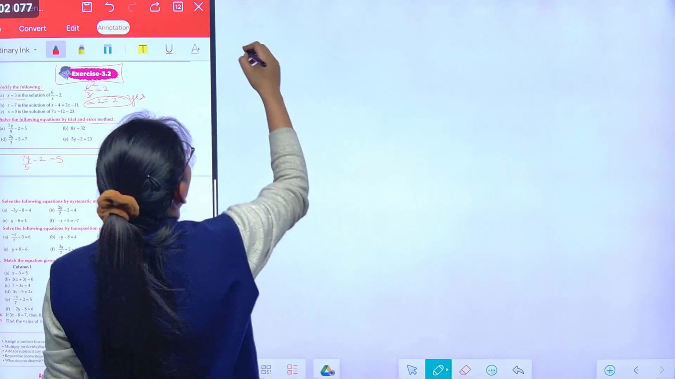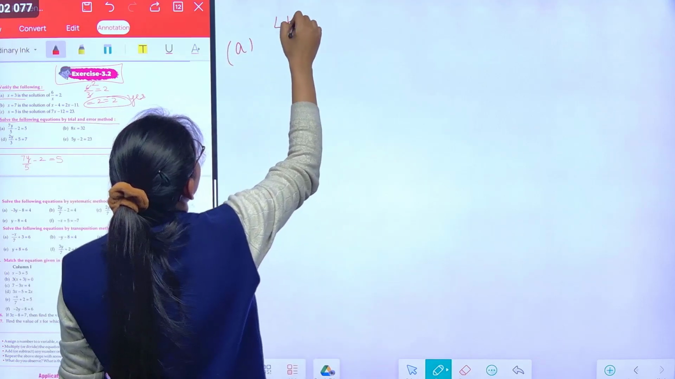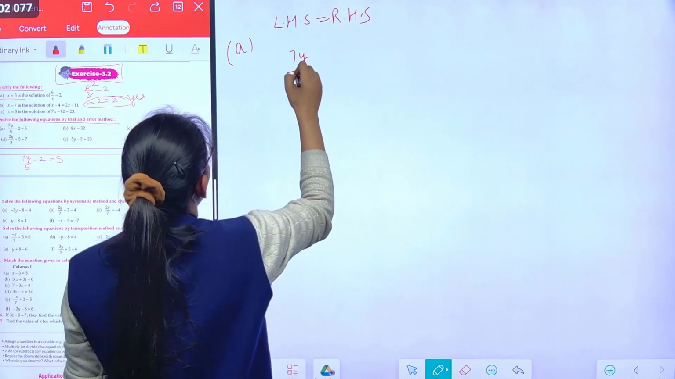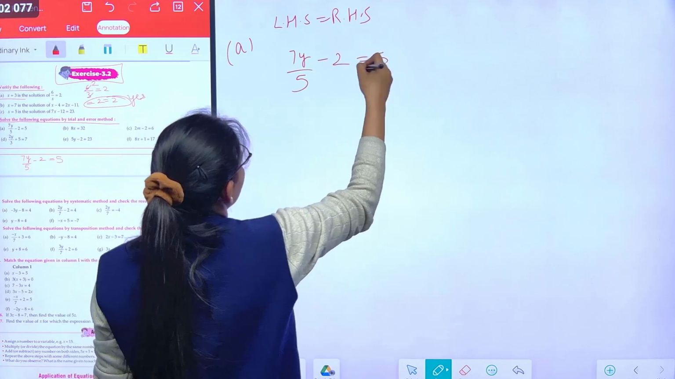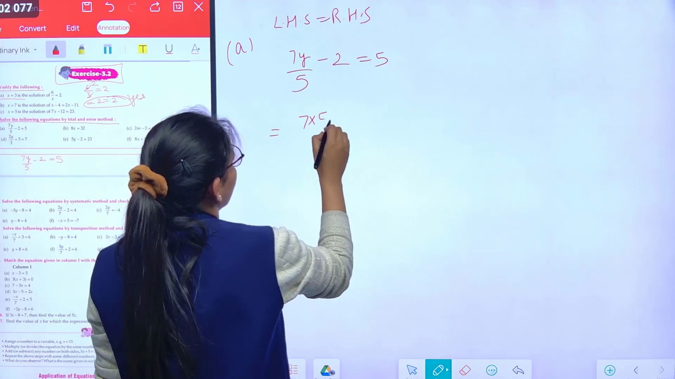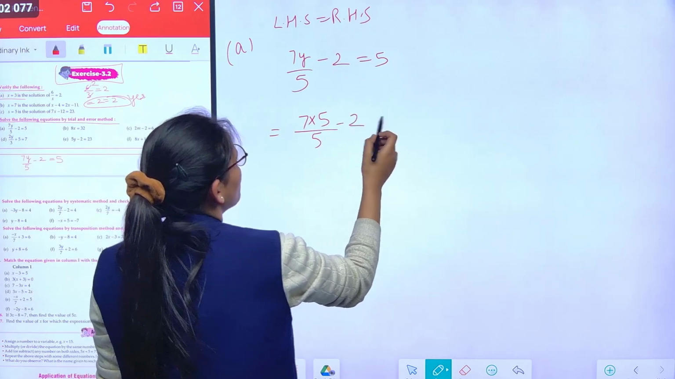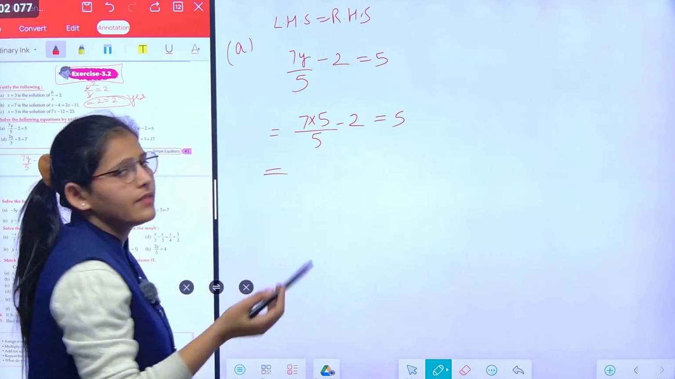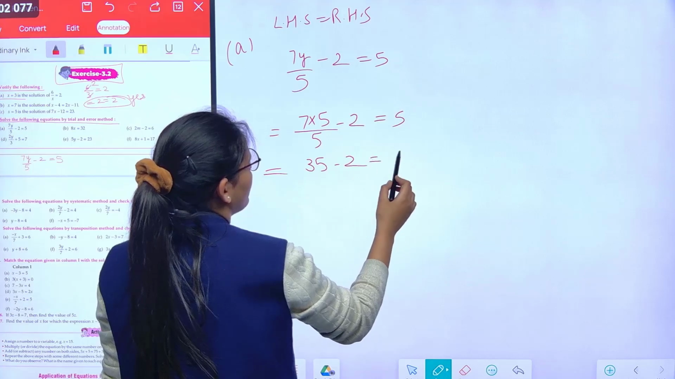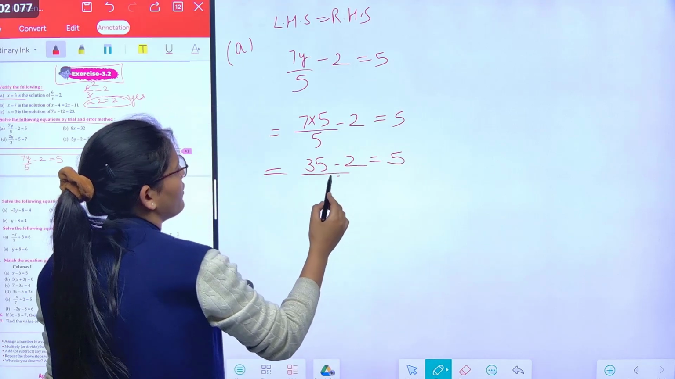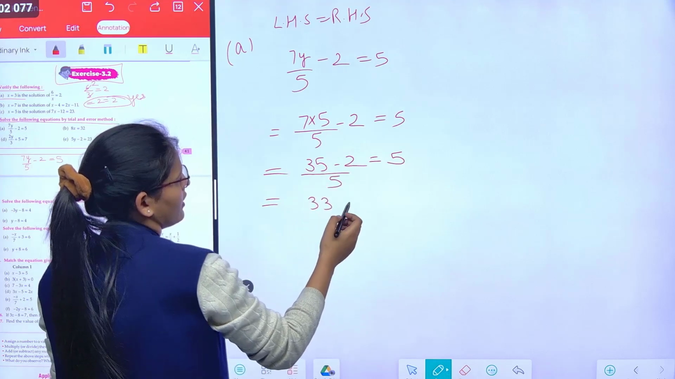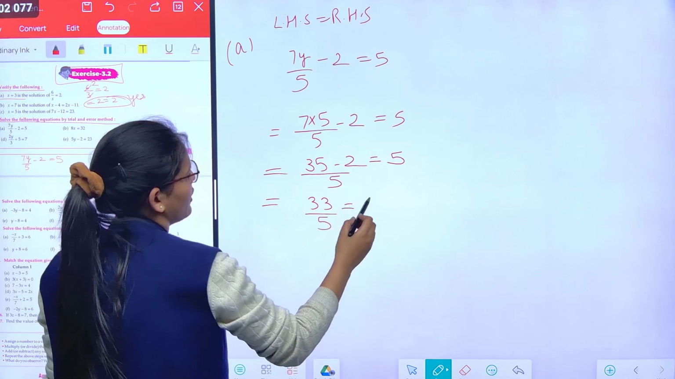Class, what do we have to make here? We have to make our LHS equal to RHS. Now class, the question is 7y upon 5 minus 2 is equal to 5. Class, we will put 1, 2, 3, 4. Now class, first we put 5 and see. 7 5s are 35 minus 2, 33 upon 5 is equal to 5.